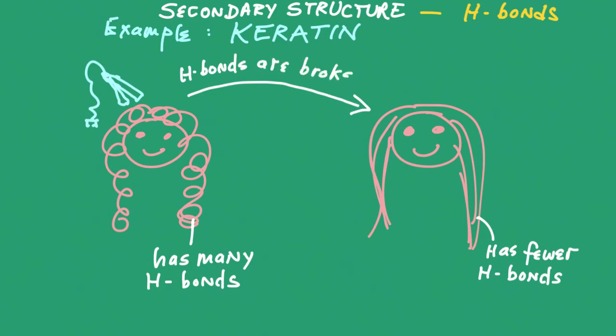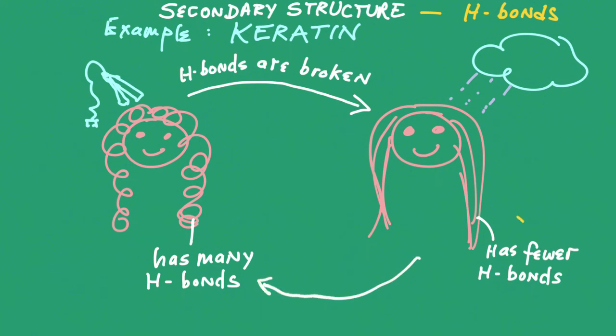So let's say I have straightened my hair and I feel good, I look good, and I step outside and it's raining. I've forgotten my umbrella. So what's going to happen is that rainwater enhances hydrogen bonds. Rainwater is attracted to the dry hair and enhances the hydrogen bonds. And as a result, the hair starts to become curly.